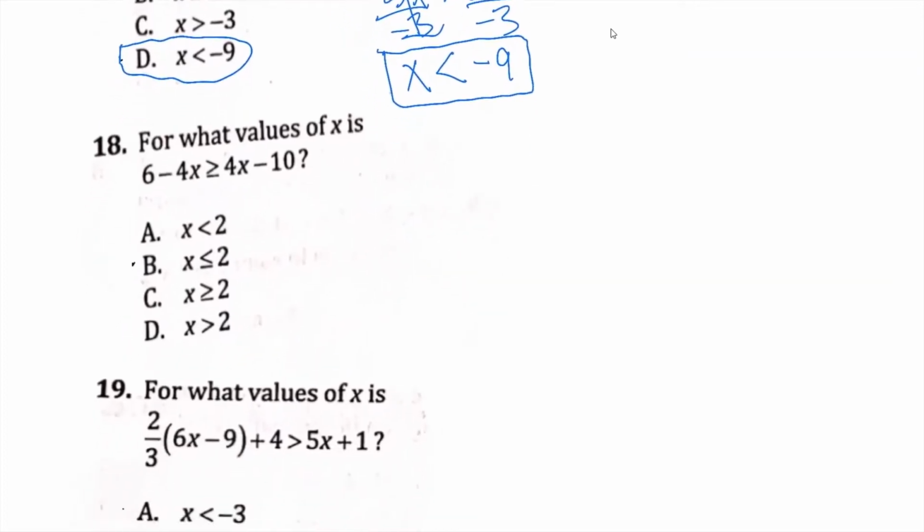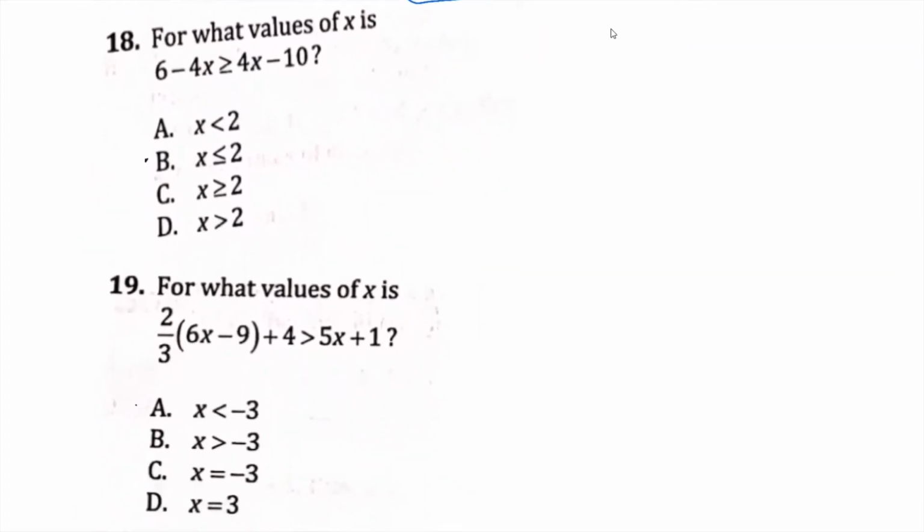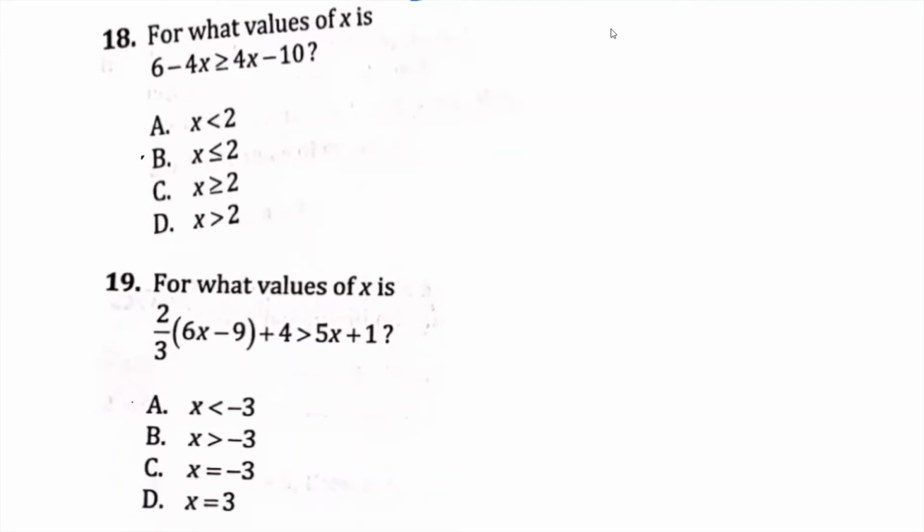Okay. The next one. For what values of x is 6 minus 4x greater than or equal to 4x minus 10? Remember, the line here means that it's equal to. So let's see. Let's rewrite it over here. So we got 6 minus 4x greater than or equal to 4x minus 10.